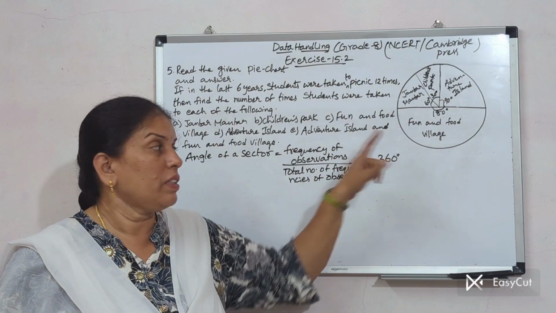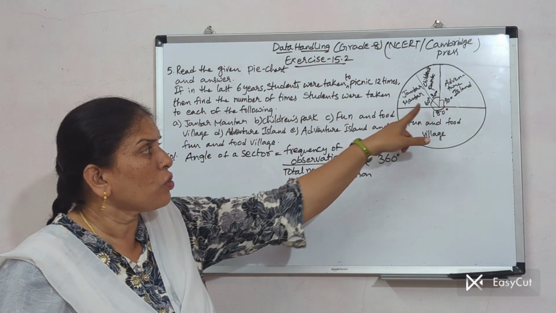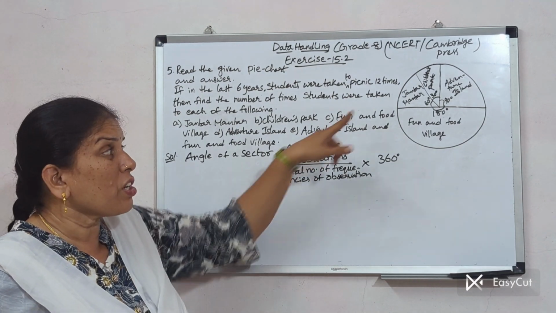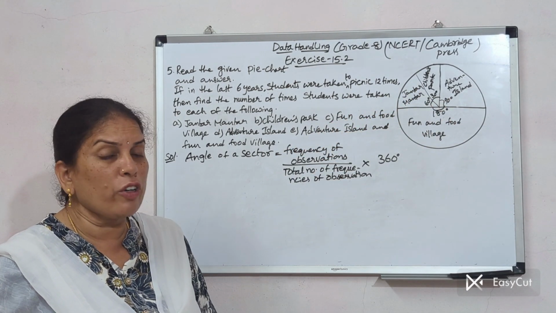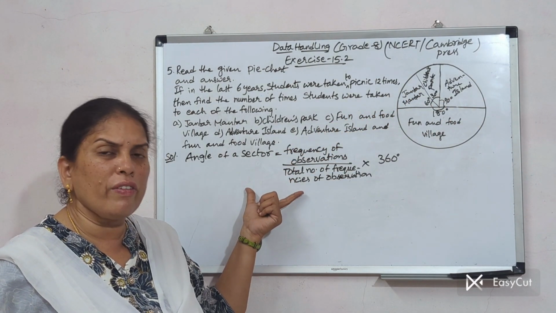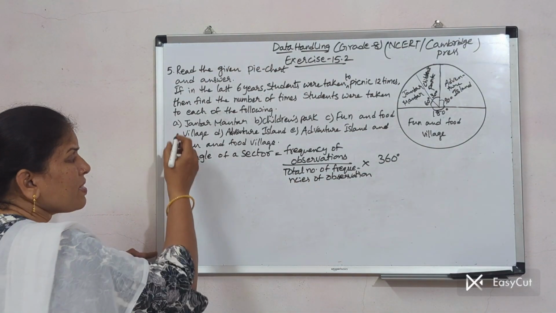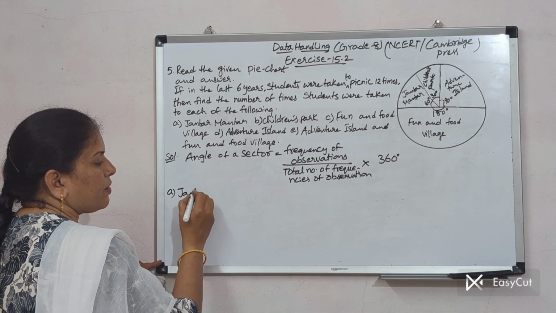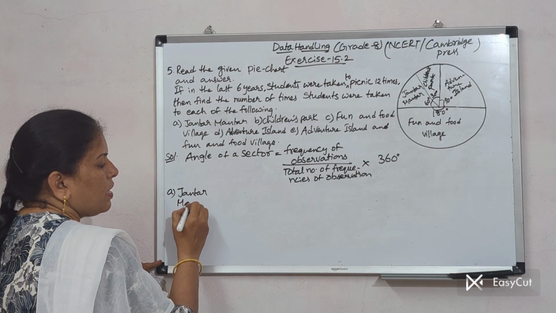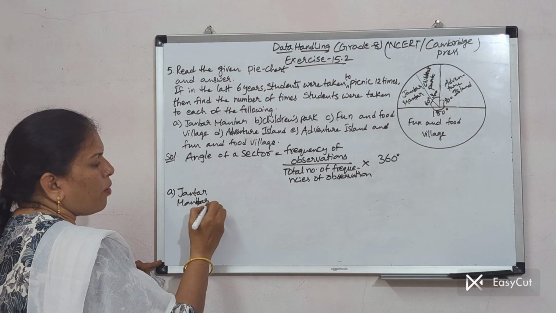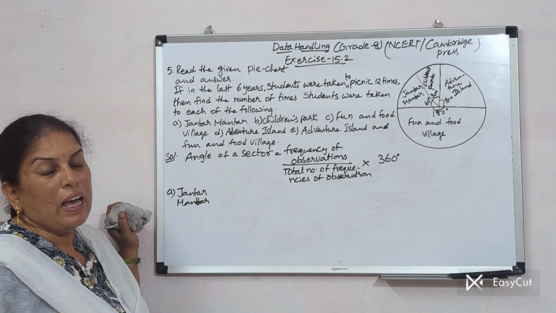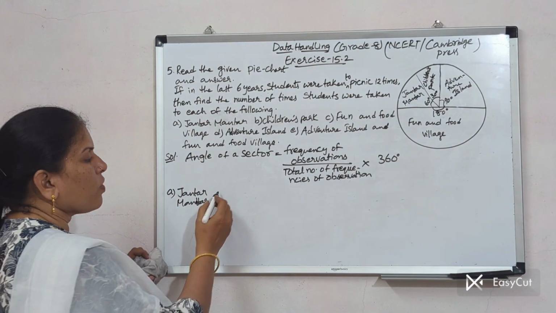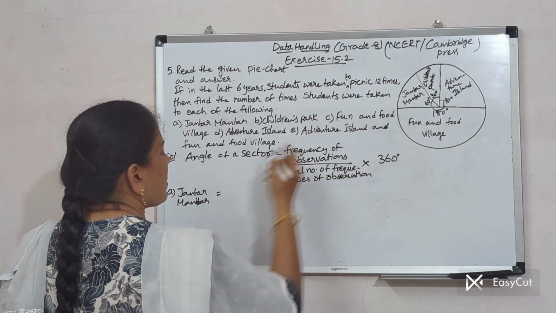These are all the angles. To find those angles, you need to apply this formula. But in the question they have already given angles. No problem, by using this only we can find out. How? What is the first question? A. Jantar Mantar. See here, what is the formula for finding angle? Angle of a sector for Jantar Mantar is equal to how many degrees? 60 degrees.